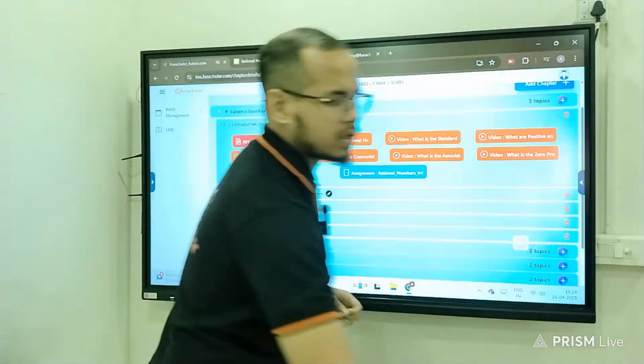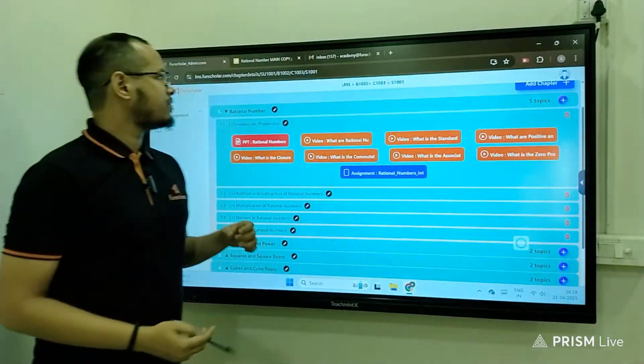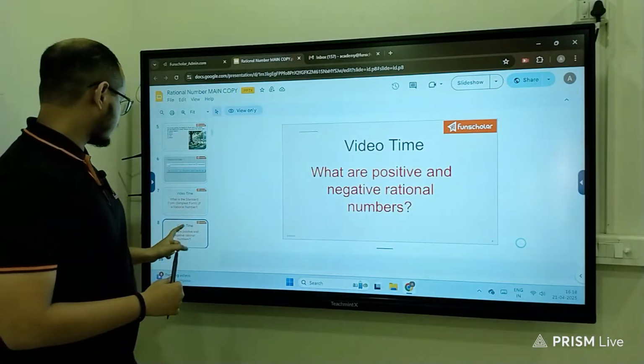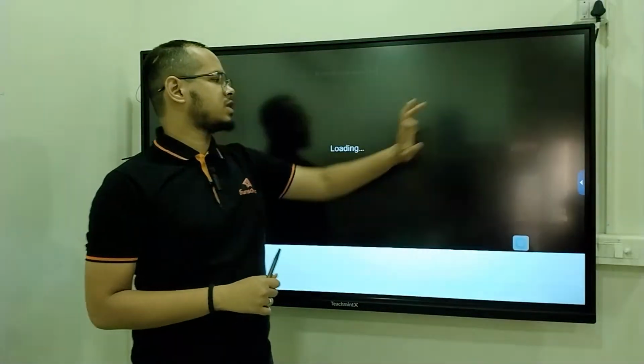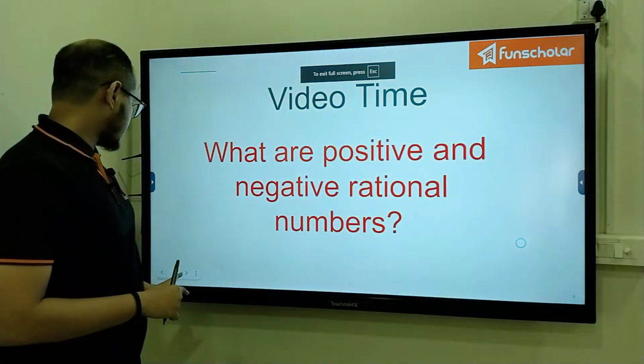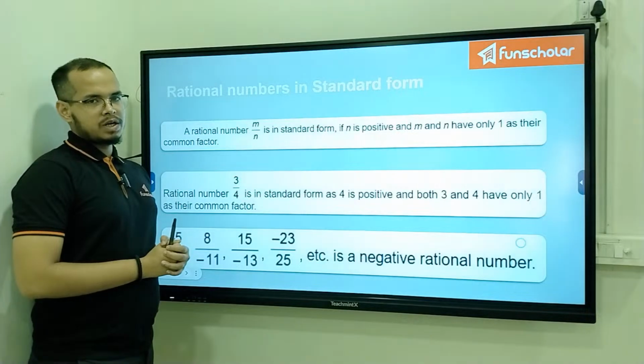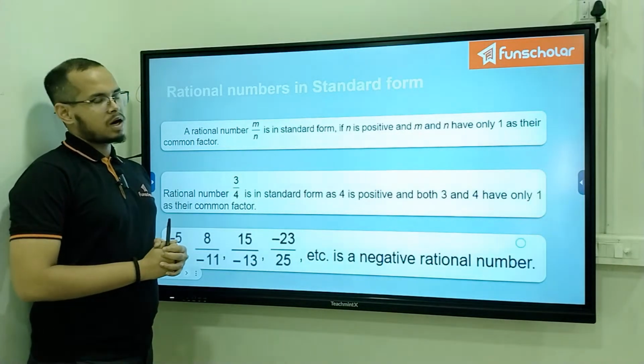Okay, so we have learned about what positive and negative rational numbers are. It is very easy to understand. Probably you people have understood what that is. So let's continue to the next portion. Now, rational number in standard form we have already done. Standard form and lowest term are the same.